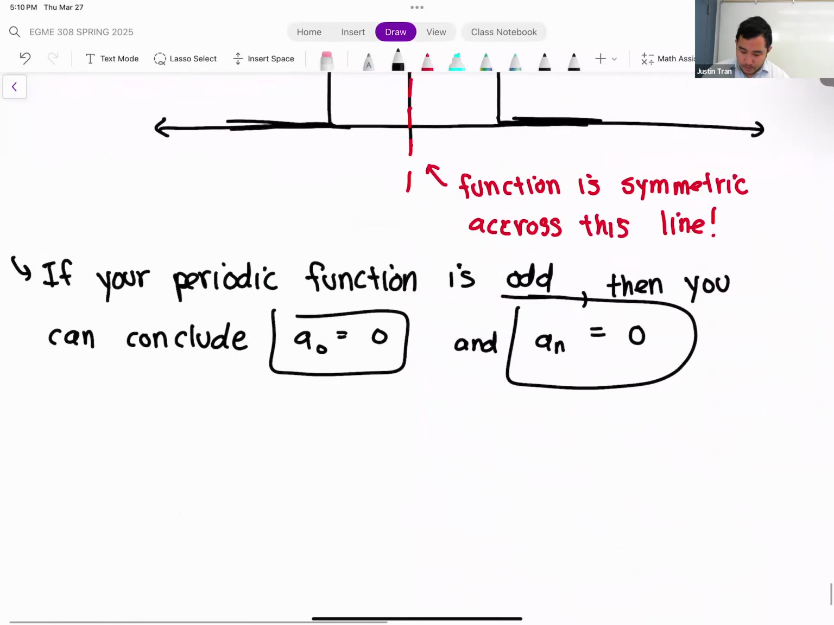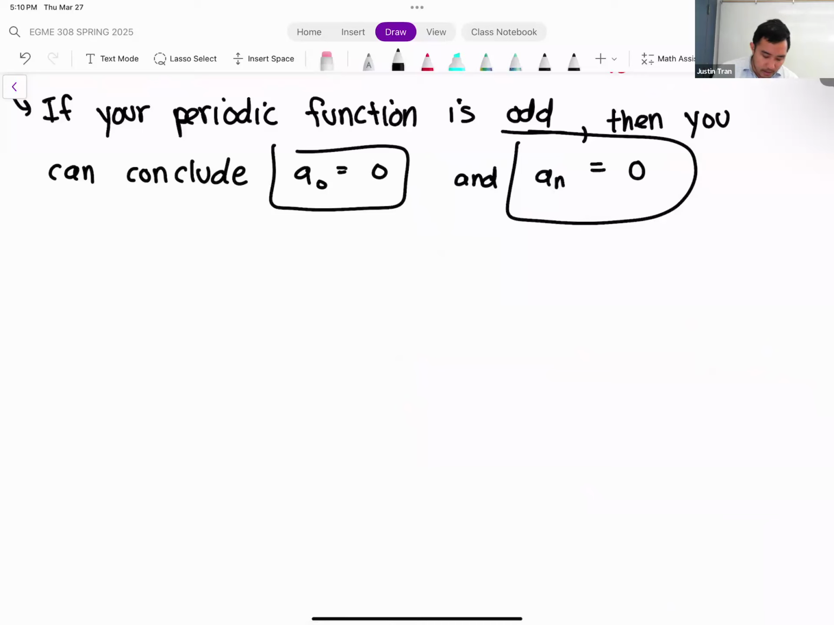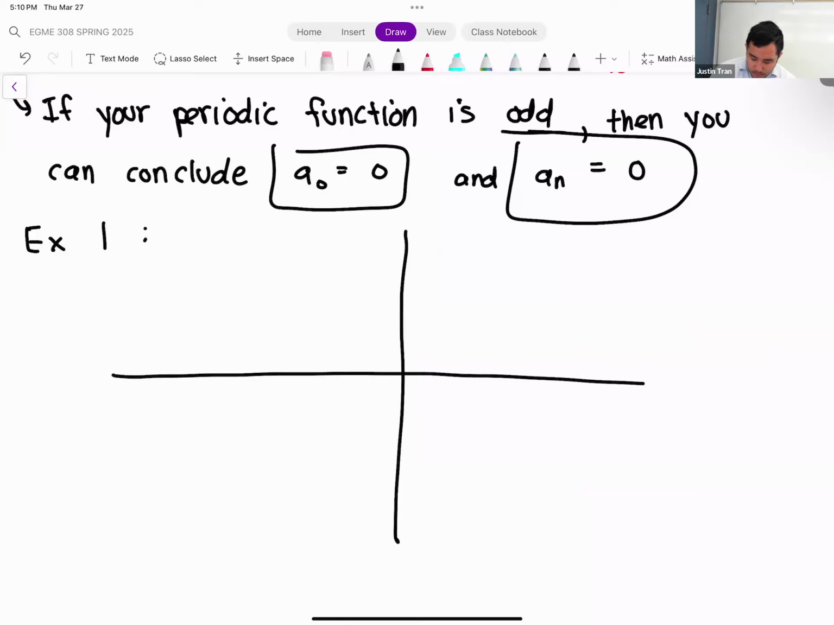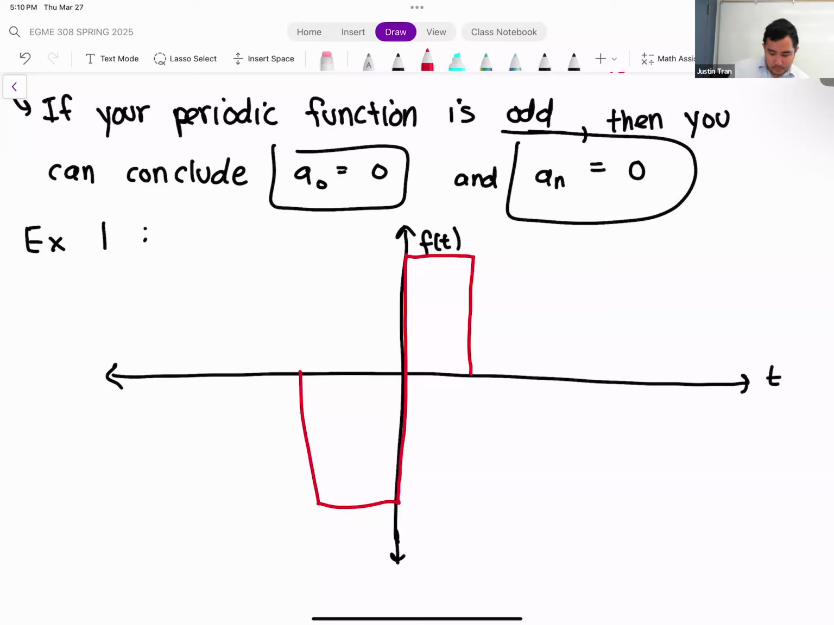Okay. And so let's draw out example 1, and I can show you what an odd function looks like. For example 1, we had this square pulse again, but it was modified. I believe it looks something like this. We had a function that looks like this, and then goes down, and looks like that. Of course, I'm only drawing one period of this function, but it repeats.